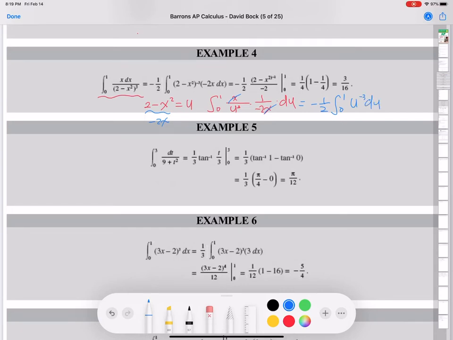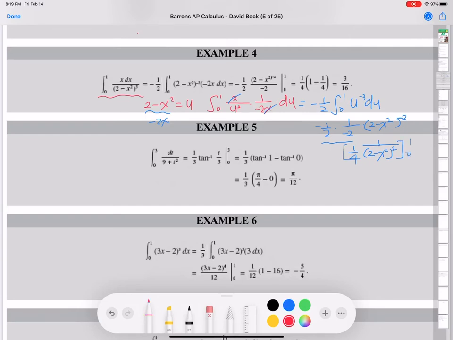And then find the integral of u to the negative third power. n is negative 3. By the power rule, 1 over n plus 1, which is negative 2, times u to the negative second power. What was u? u was 2 minus x squared. So negative times negative is positive, right? This part is going to be positive 1/4 times 1 over (2 minus x squared) squared, from 0 to 1.